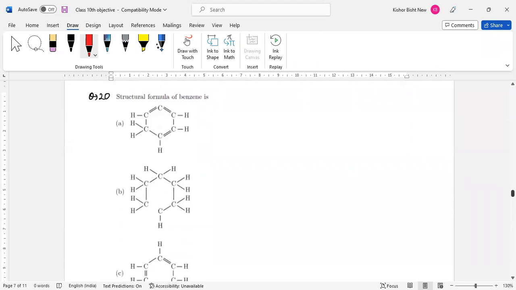Structural formula of benzene. How to remember benzene? Please first think this is C6H6, and sometimes it comes in the examination as ring shape. Which one is the ring shape structure? In your syllabus, cyclohexane and benzene are ring shape structures. They can also ask you. So whenever we are saying benzene, please remember it is in cyclic form.